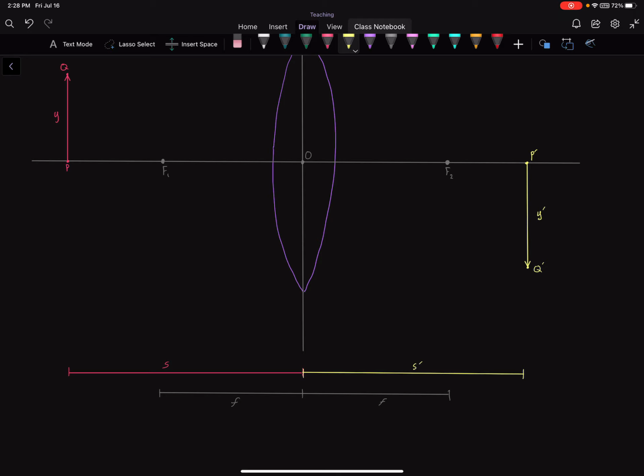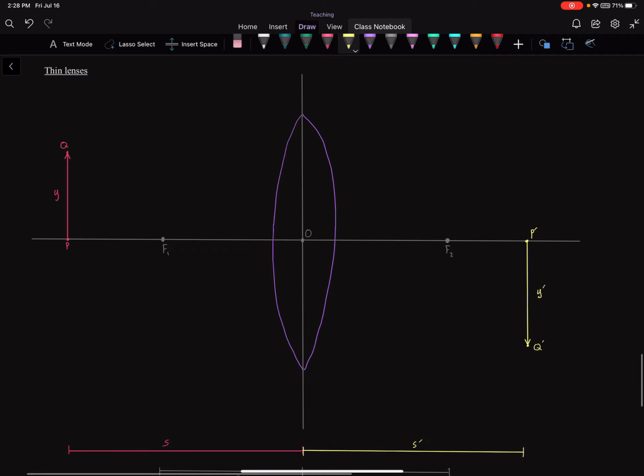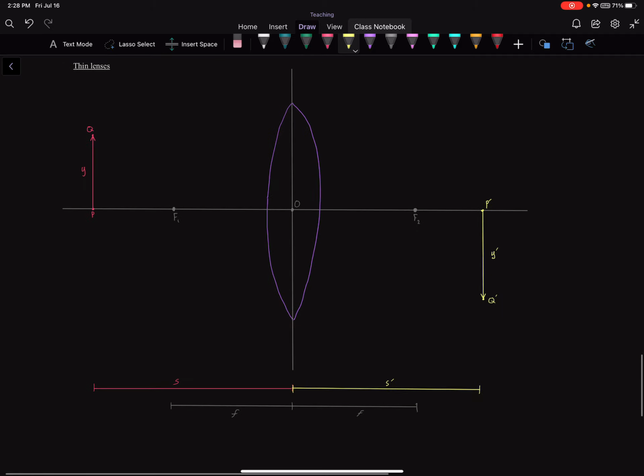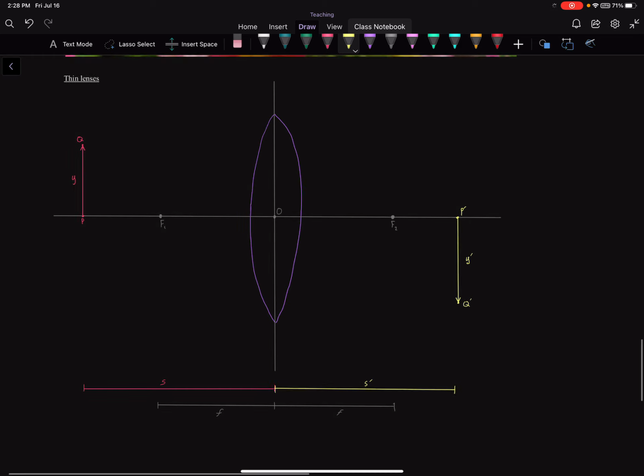Alrighty, so now we're just about ready to start drawing some of our rays. I did do it quite big, so I'm going to zoom out just a tiny bit here. So, from the top of the arrow, we're going to go straight into the lens here, like that. That's about as straight as I can see. And we're going to say that that hits at point A.